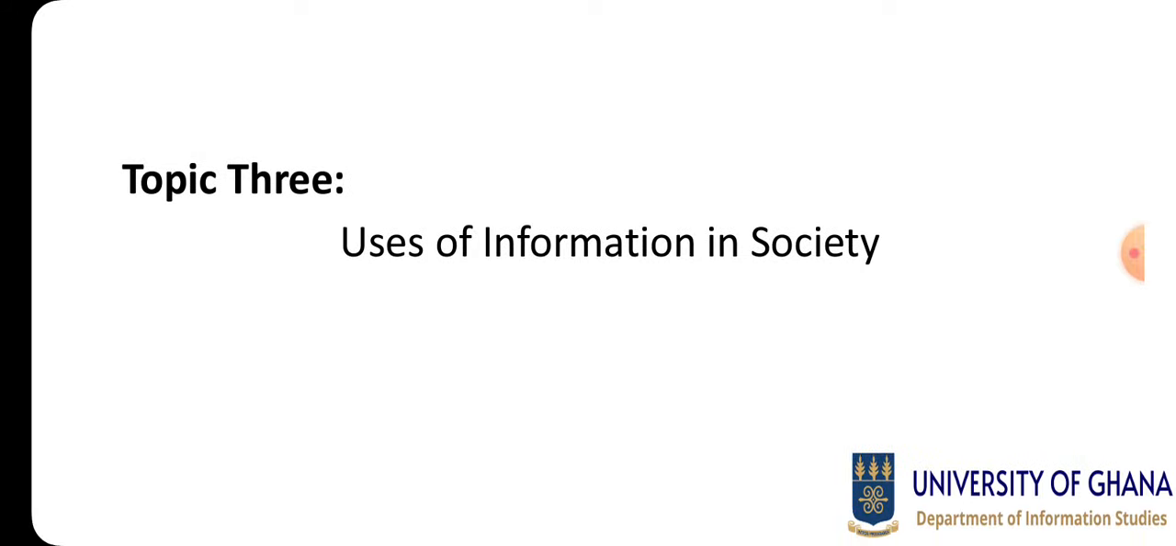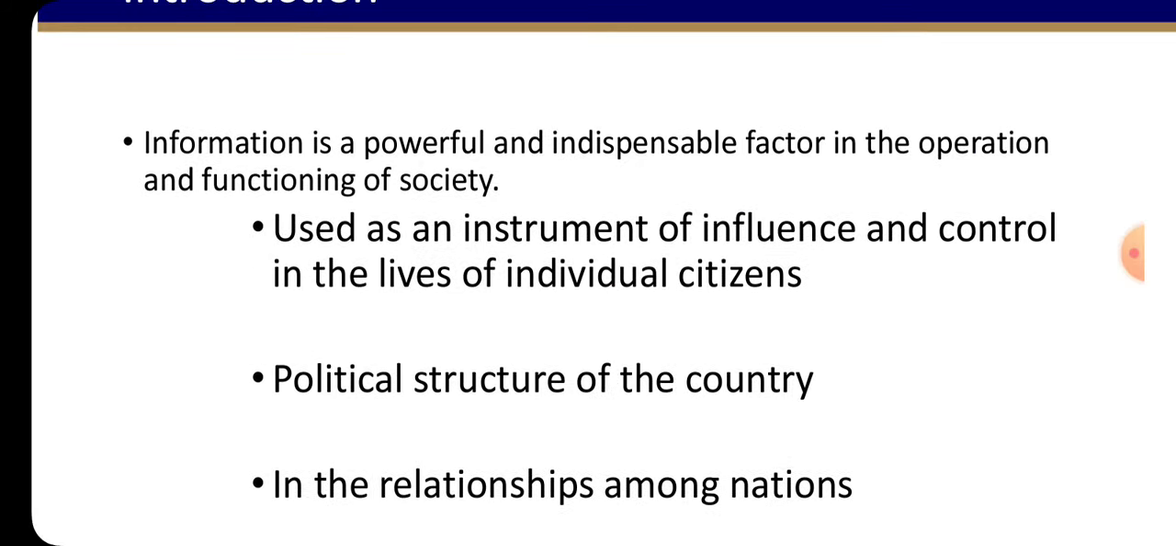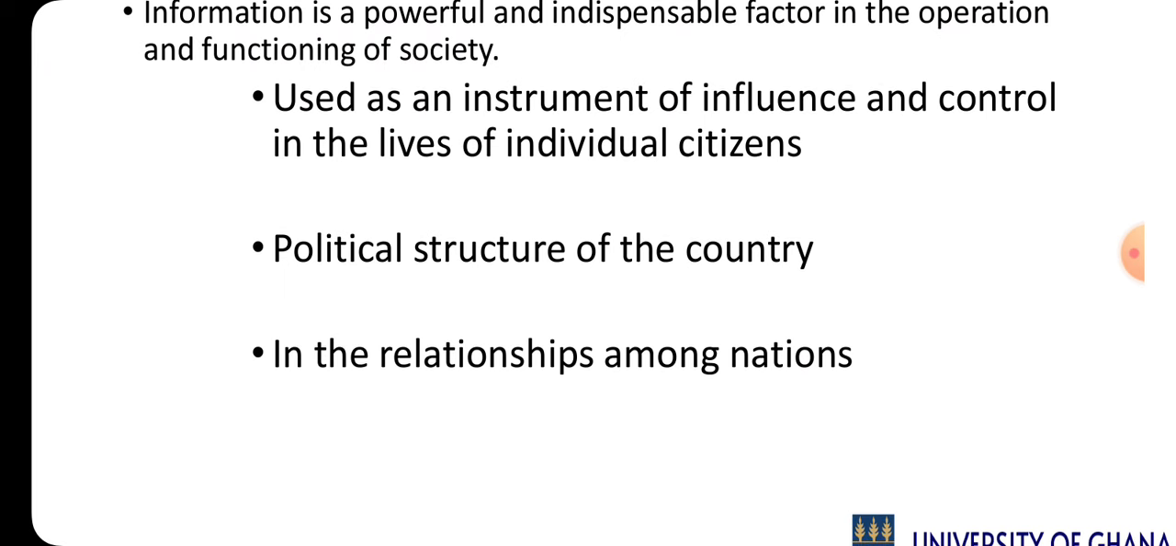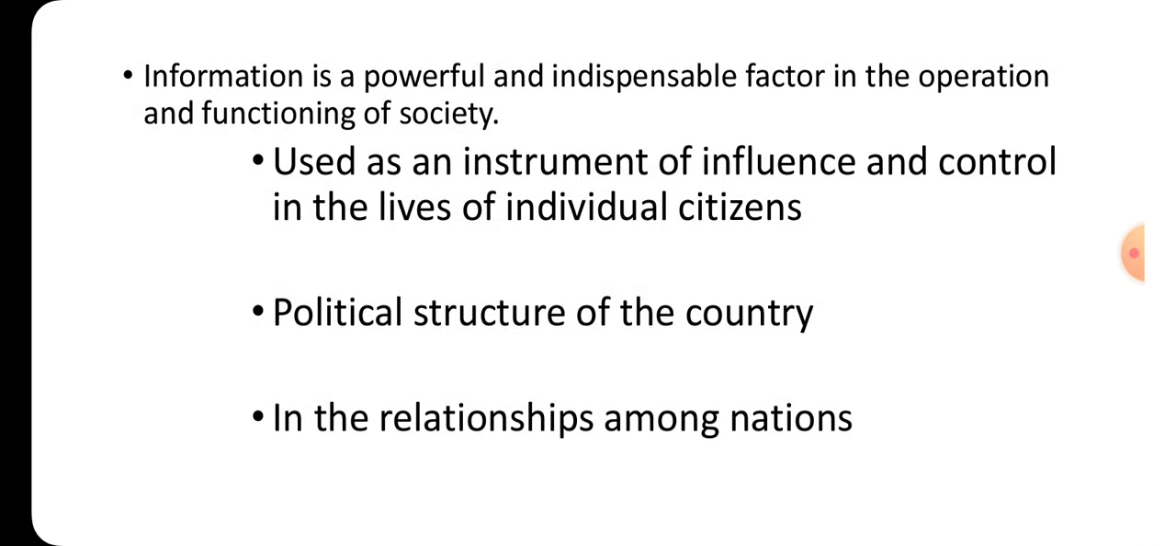Now let's look at the uses of information in society. The two main ones I have given to you. Let's look at how we use information in society. We use information in society for three reasons, because it is an indispensable factor in the operation and function of society. Information is the central part, it plays an integral role in our society. Information is very, very important. So you must use information and use it well. We use information as an instrument of influence and control in the lives of a society.